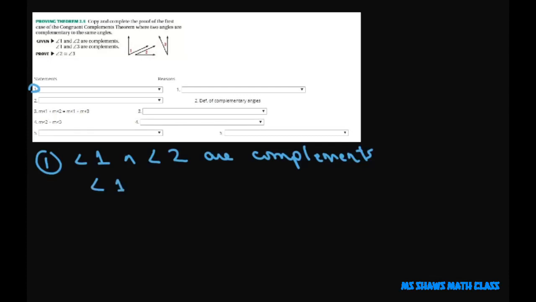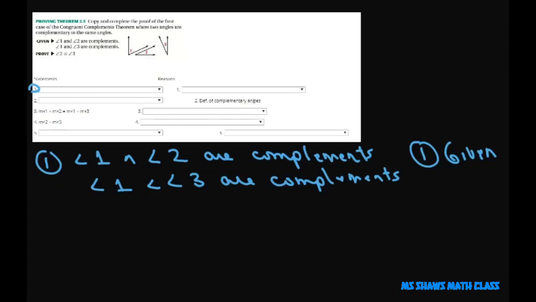So we have our given, and so what you would write for statement 1 is the given. So you just copy that down. Angle 1 and angle 2 are complements. And also angle 1 and angle 3 are complements. So that would be number 1, and that is given.